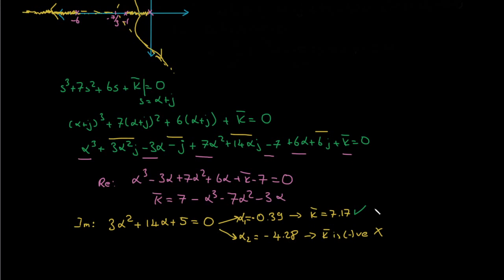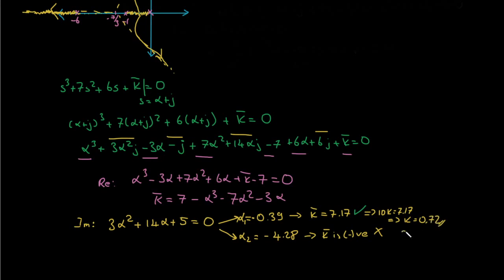And from there, if k bar is equal to 10k, so from there I can say 10k is equal to 717, and from there k is equal to 0.72. Okay.